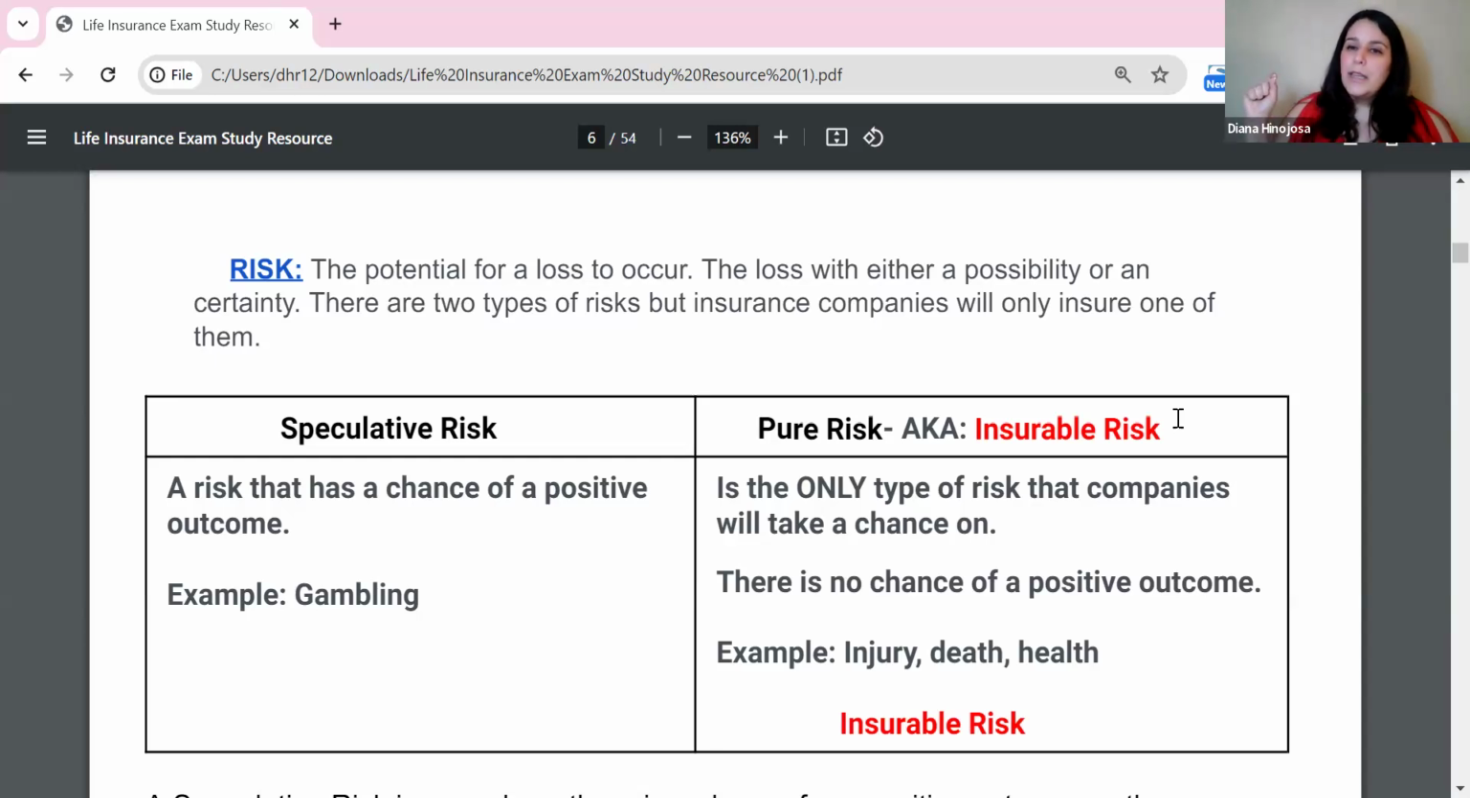So a pure risk is a risk where there is a very small chance of a positive outcome or a 0% chance for a positive outcome. These are the ones we like. All right. Insurance companies, we like the doom and gloom.